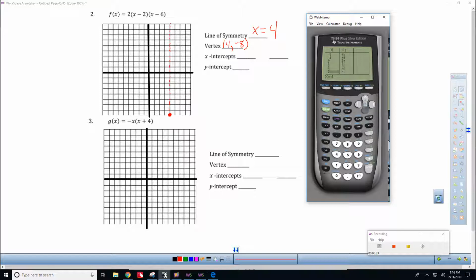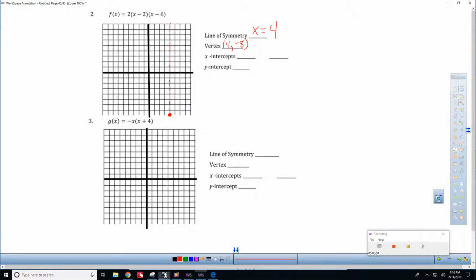See it, 2, 0 right there? Okay, so your table just needs to be adjusted. If you have any problems with your table, bring it to me and I'll show you how to do that. No problem at all. So 2, 0, and 6, 0.